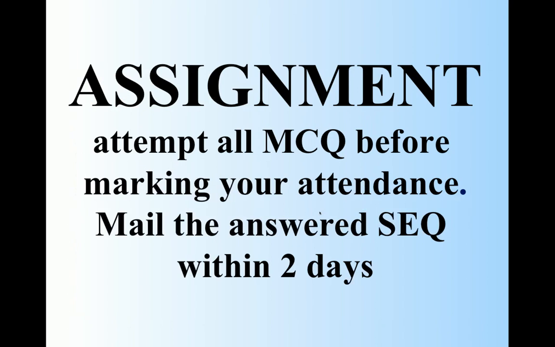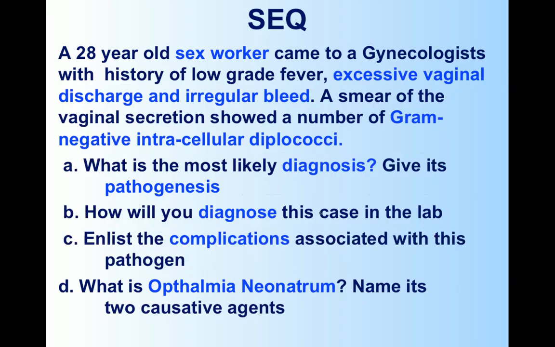Coming to your assignments, again you have to attempt all the MCQs before you mark yourself present, and then you mail the answered SCQ within 2 days of this lecture. The first SCQ is a 28 years old sex worker presenting with excessive vaginal discharge and irregular bleed, and you see gram-negative intracellular diplococci. So in this SCQ, the examiner has asked you the diagnosis, the pathogenesis, and how will you diagnose this case in this lab, what are the complications, and what is ophthalmia neonatorum. So in other words, everything which we have discussed about Neisseria gonorrhoeae is important from your examination point of view.